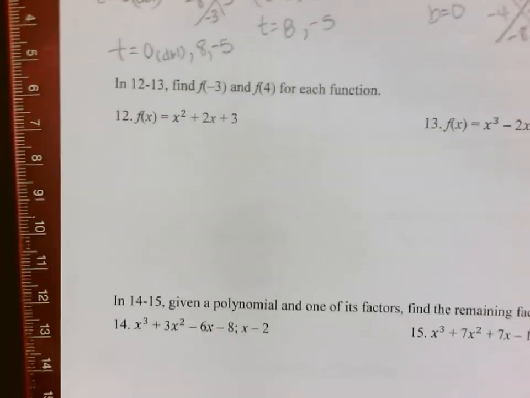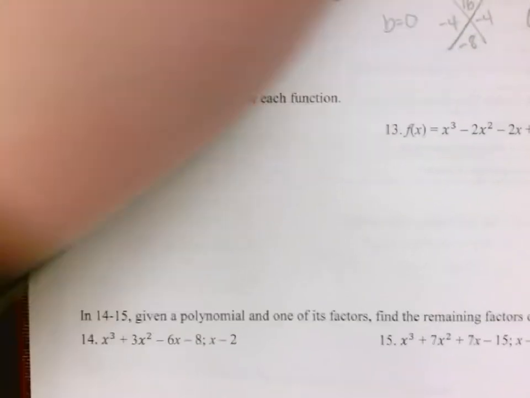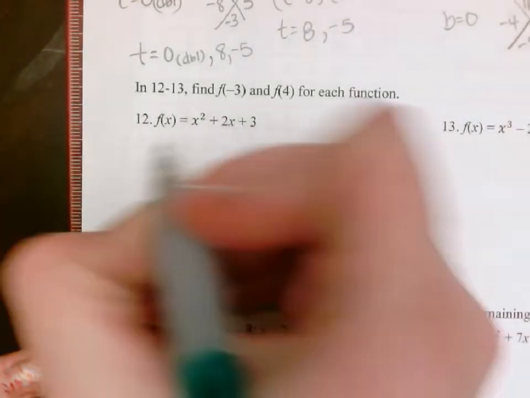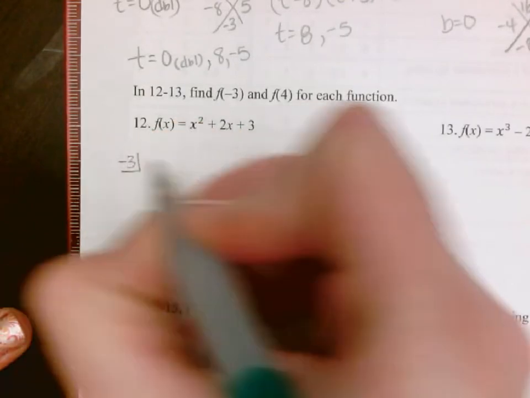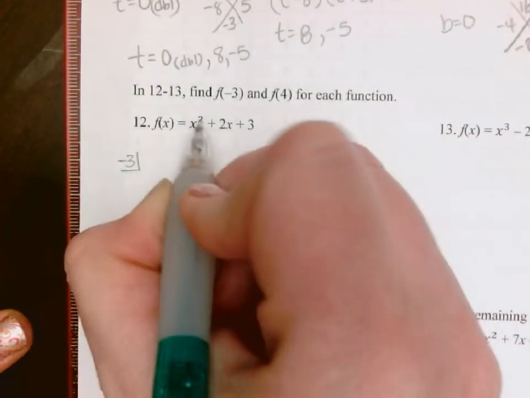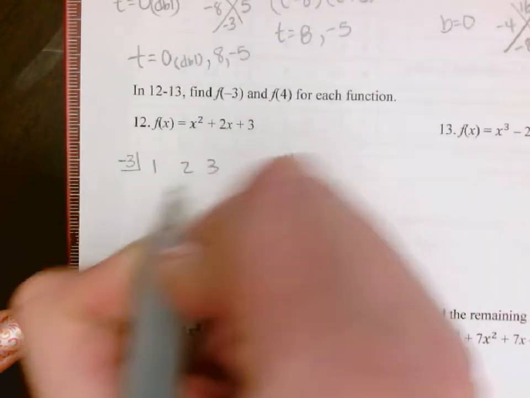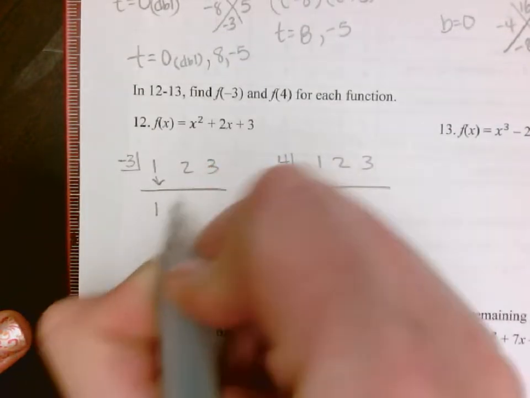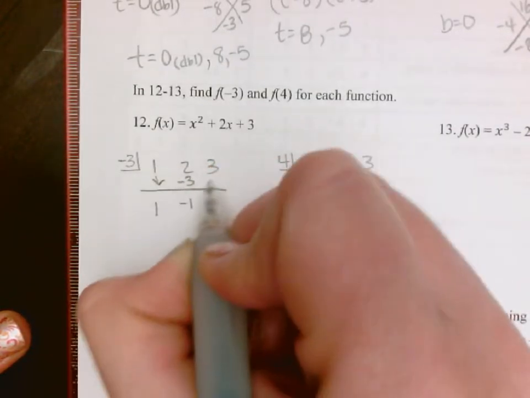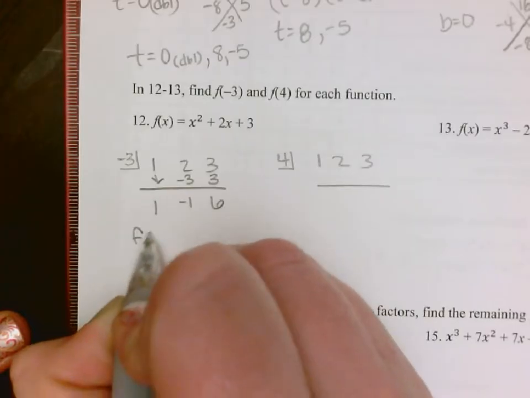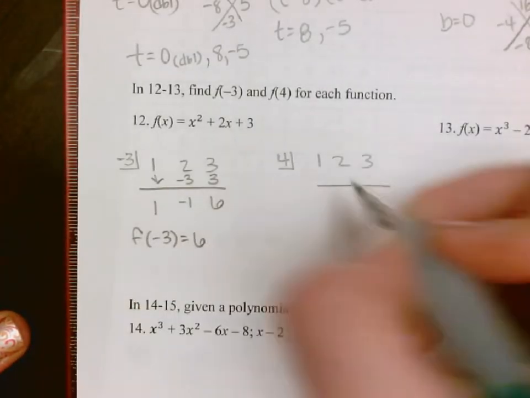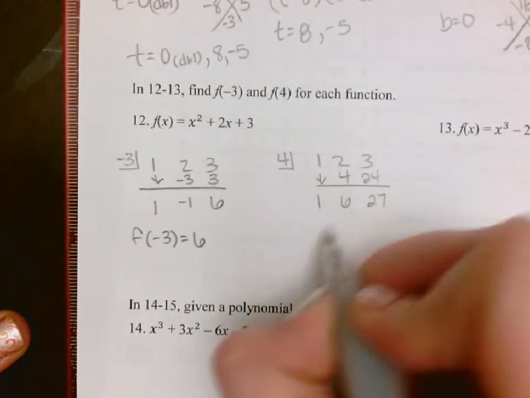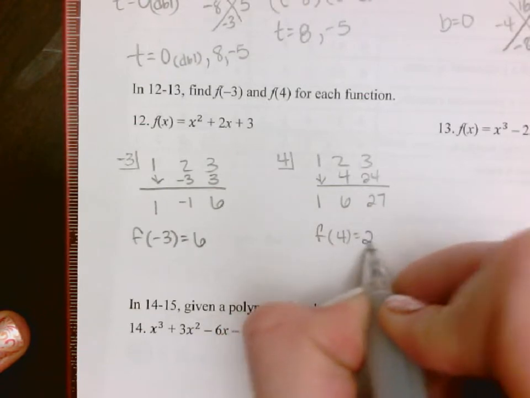Alright, next one. This is doing synthetic division. So you are not just plugging it in, you need to do synthetic substitution. So negative 3 and 4. Bring down the first. 1, negative 3, negative 1, 3, 6. So f of negative 3 equals 6. Bring down 1, 4, 6, 24, 27. So f of 4 equals 27.